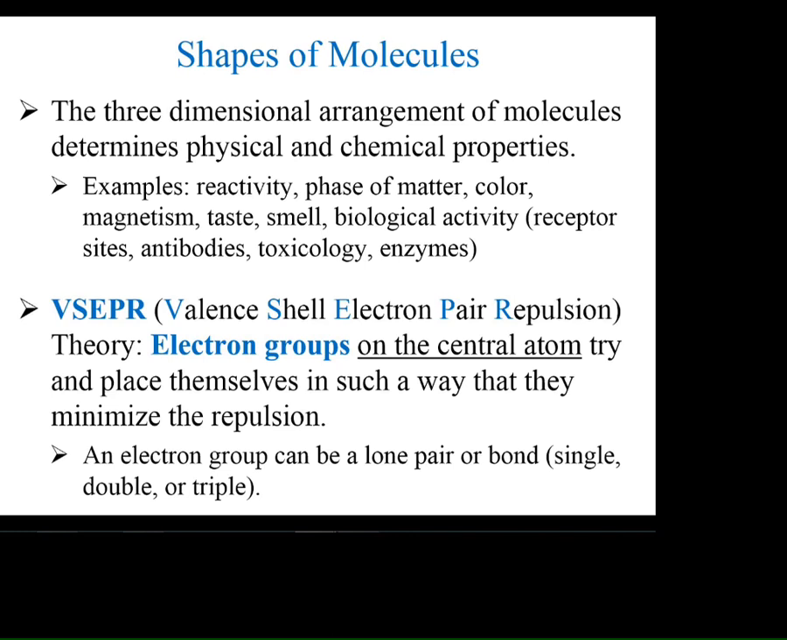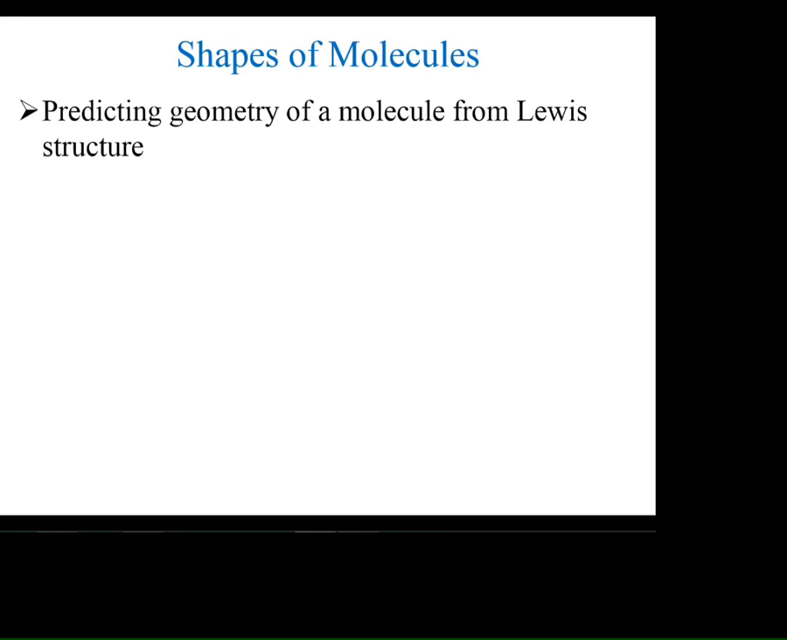So there are 3 scenarios we're going to look at. We're going to look at the scenario with 2 electron groups, with 3 electron groups, and with 4 electron groups. And we can go up to 5 and 6, but not in this class. So yeah, come back in 110 and we'll do lots more groups.